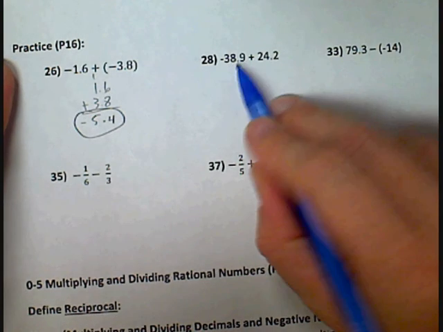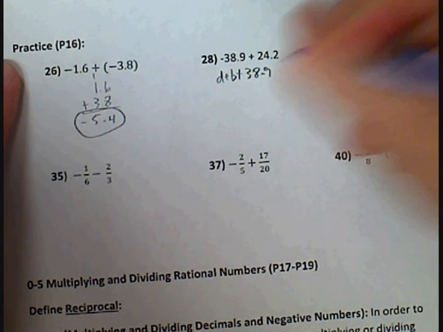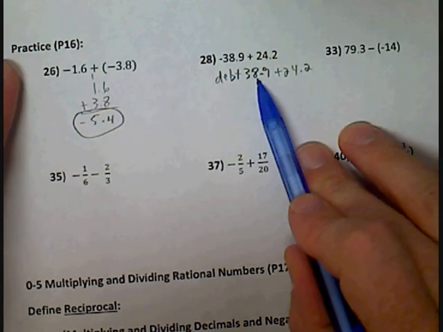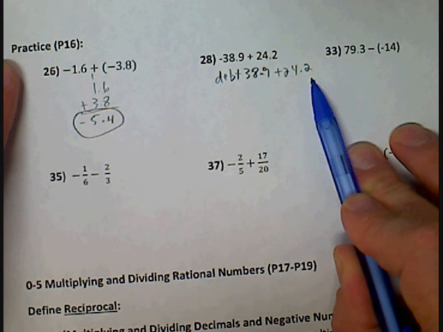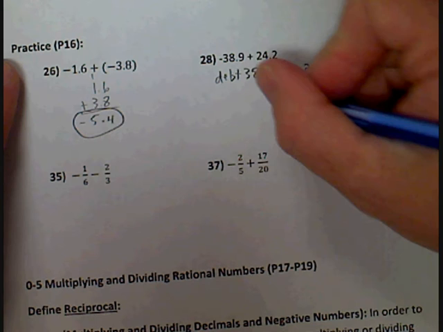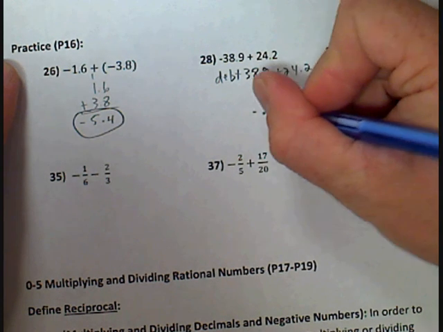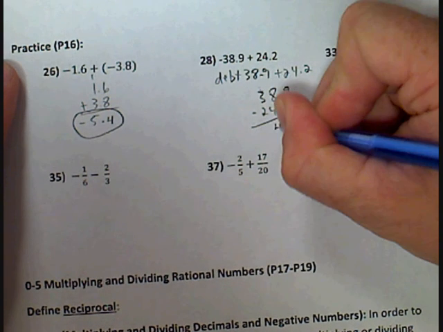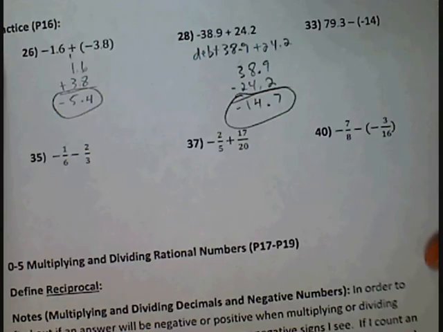Negative 38.9, so debt 38.9 plus 24.2. So I'm in debt more than I receive, so I'm still going to be in debt. I need to subtract to find out how much. 38.9 minus 24.2. 7, 4, 1. And I'm still in debt. 14.7.